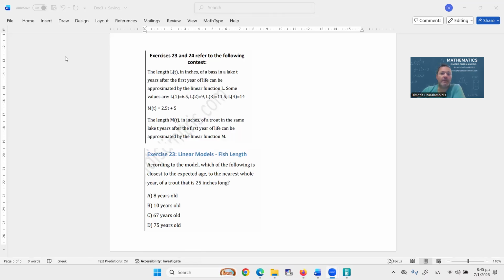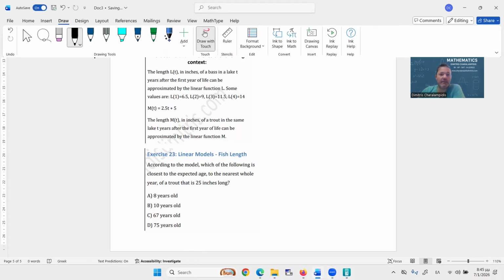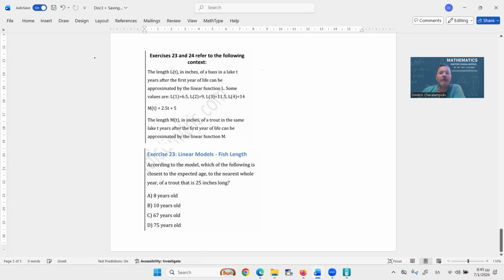Exercise 23. The length, L(t) in inches, of a bass in a lake t years after the first year of life can be approximated by the linear function L. Some values of that are L(1) equals 6.5, L(2) equals 9, L(3) equals 11.5, and L(4) equals 14. On top of that, we have m(t), which is equal to 2.5t plus 5.